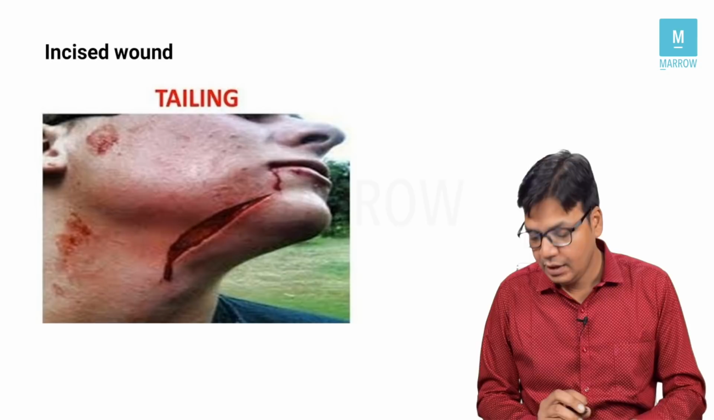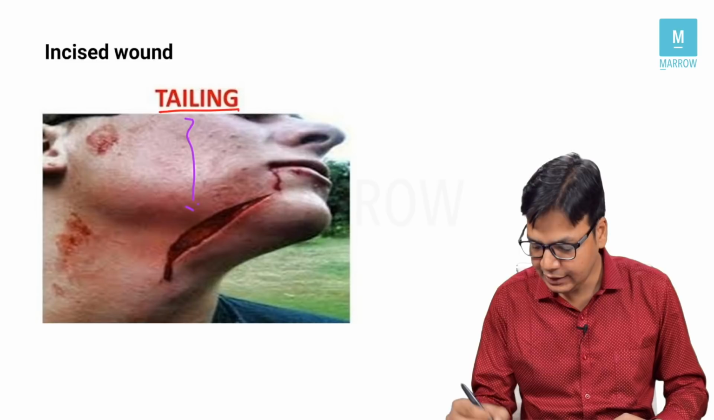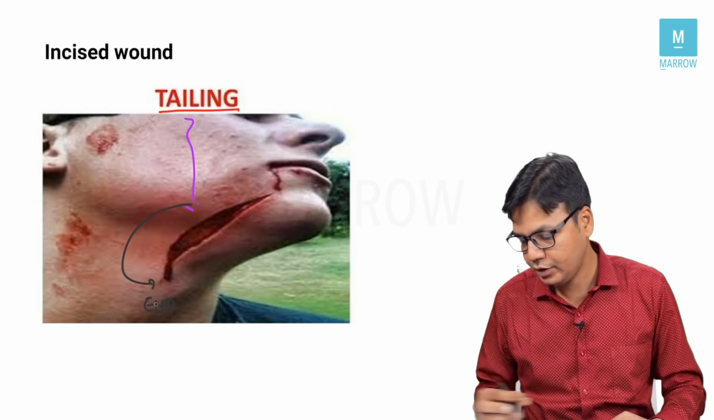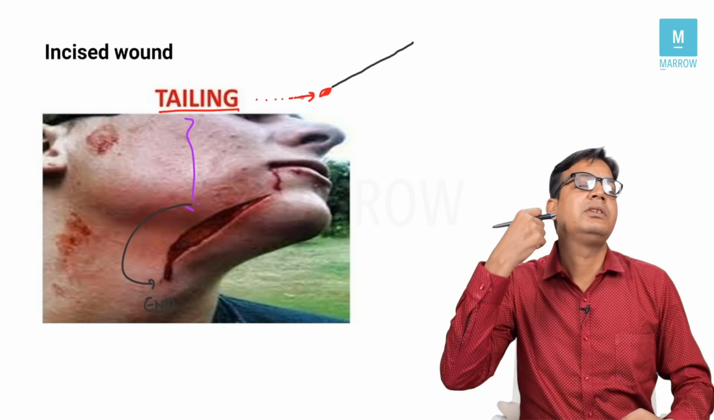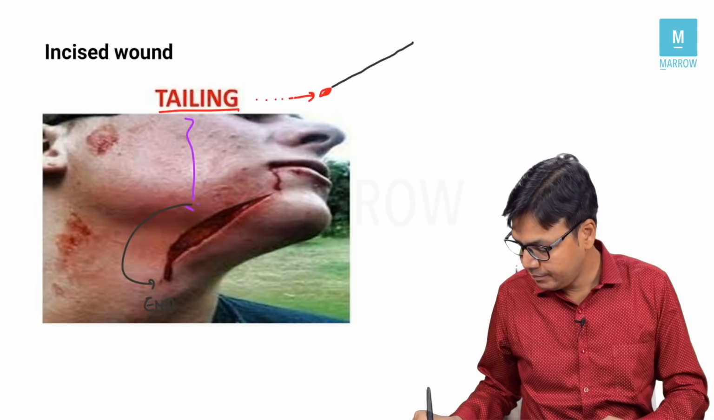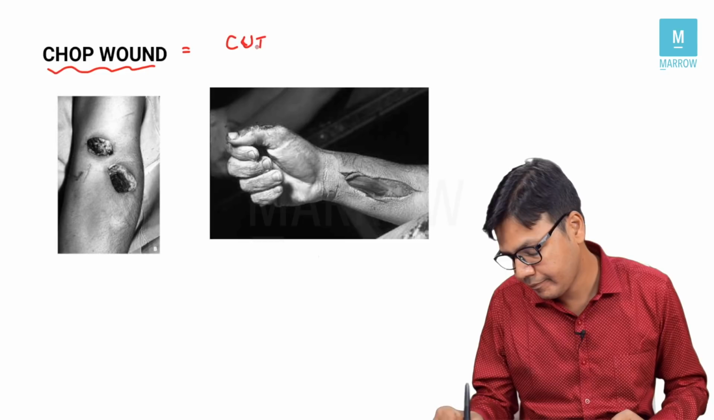You can see this is an incised wound. Actually, if you have a blade or any sharp edge weapon, this is an incised wound. Tailing is a phenomenon seen at the end point. Like this incised wound, at the end point you have a phenomenon known as tailing. So this is a sharp edge weapon, and here the maximum dimension is length. Now this is a chop wound. As I told you, chop wound is known as cut laceration.